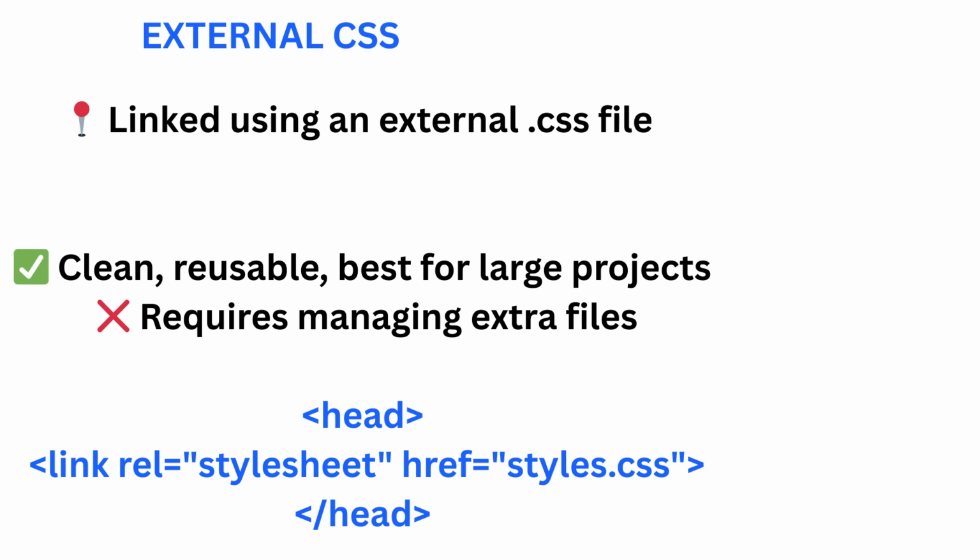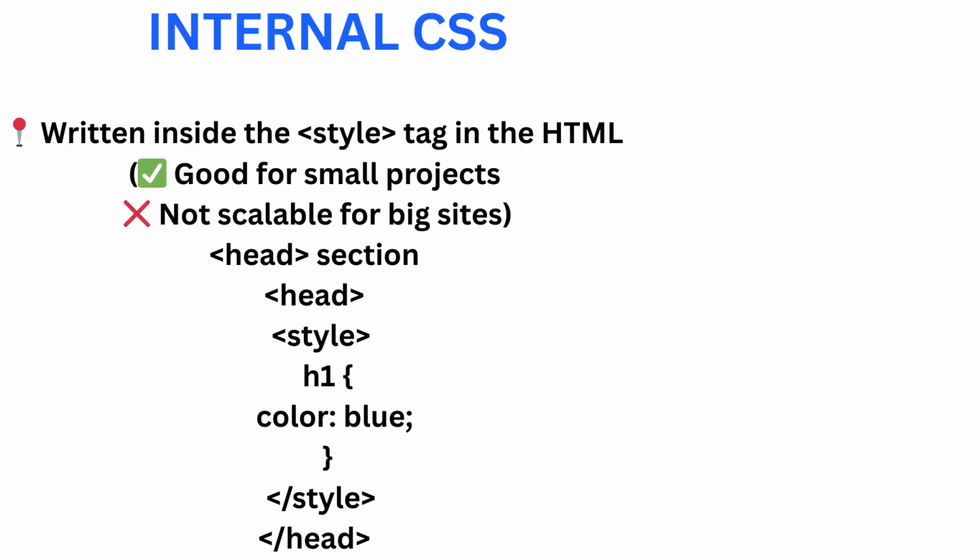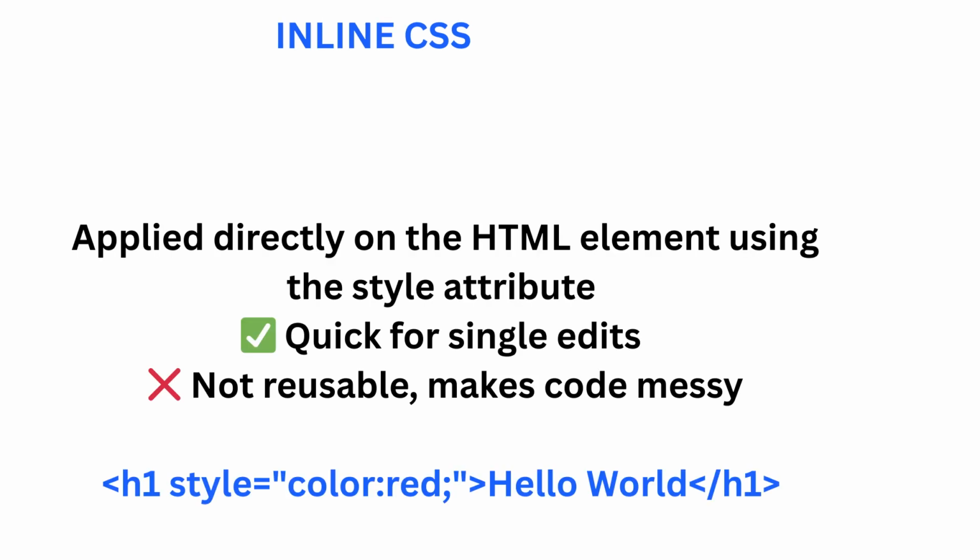Today we've learned 3 ways to link CSS to our HTML. The first one is external CSS, which is best for real and big projects. Internal CSS, which is quick and inside the same file, and inline CSS for single elements or quick updates. Now that you know exactly how to connect your CSS to your HTML page, in the next lesson we'll start styling our content by changing fonts, colors, and text sizes.